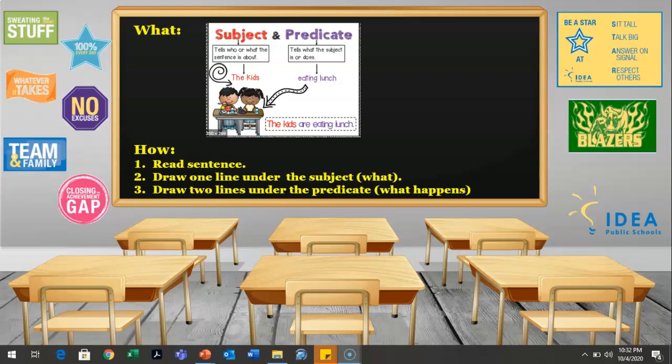And how are we going to do that? Step number 1 is that we're going to read the sentence. Step number 2, we're going to draw one line under the subject. The subject is the what or the who. And step number 3, we're going to draw 2 lines under the predicate. And the predicate tells us what happens.